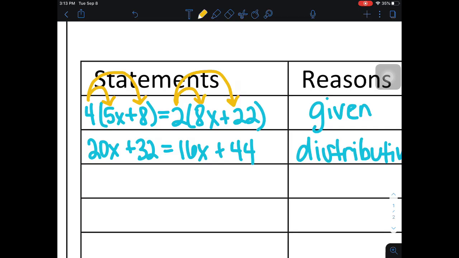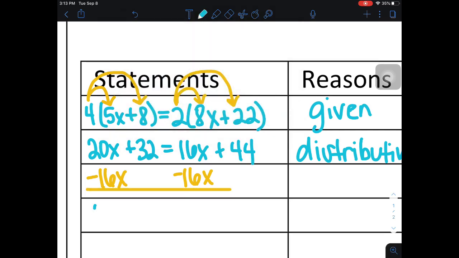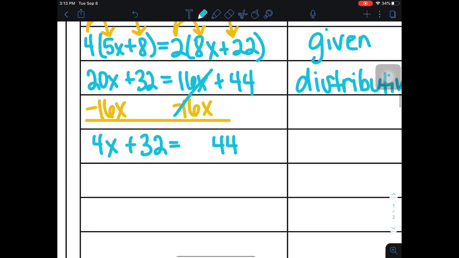If you have x's on both sides, find the smaller of the two, which is 16, and go ahead and take it away from both sides. So since 16 is smaller than 20, I'm gonna use that one and take it away on both sides. So 20 minus 16 is 4x. The 32 just comes straight down. These two are gonna cancel out, or 0 out, and then that's just 44.